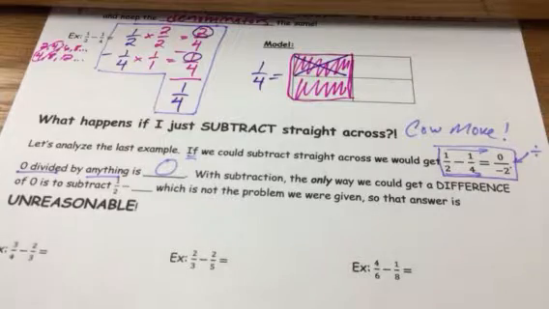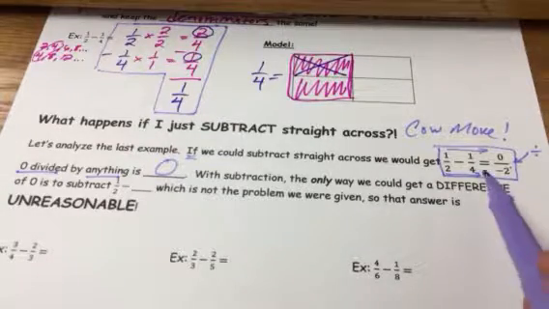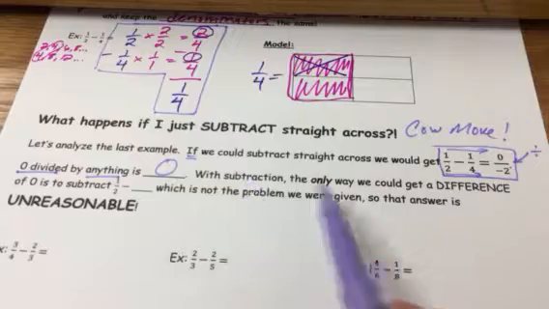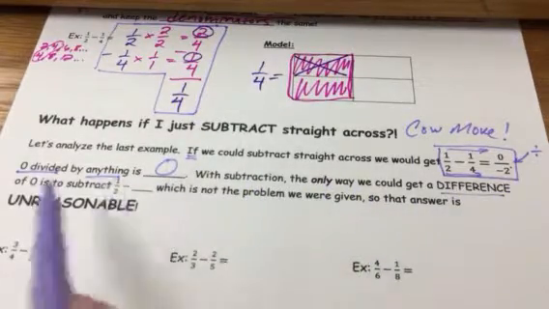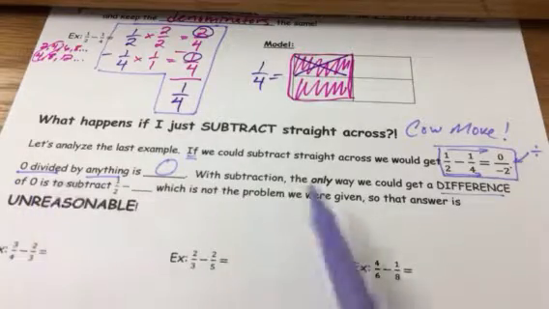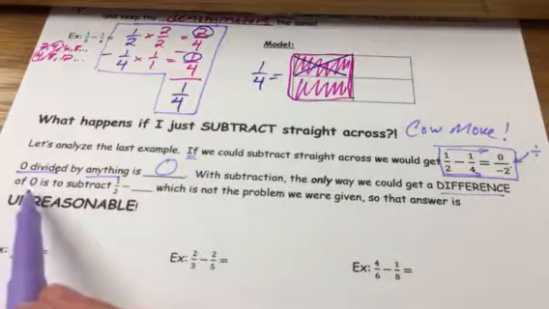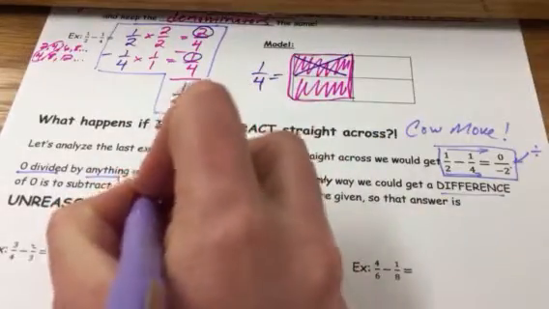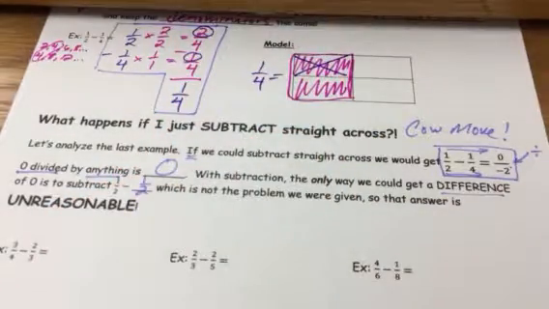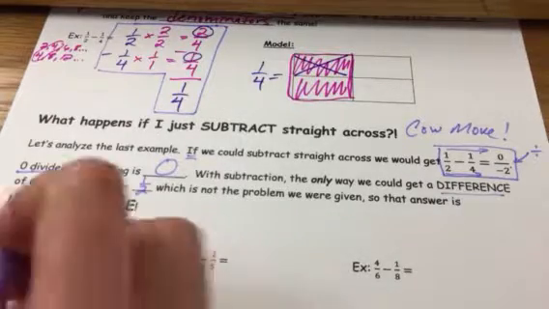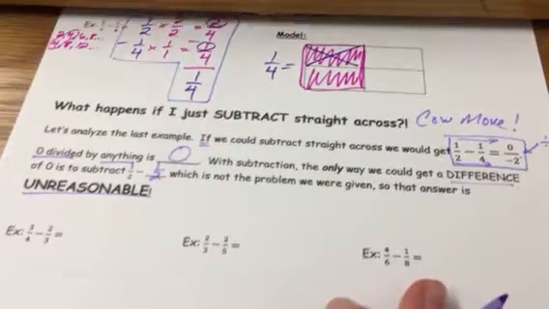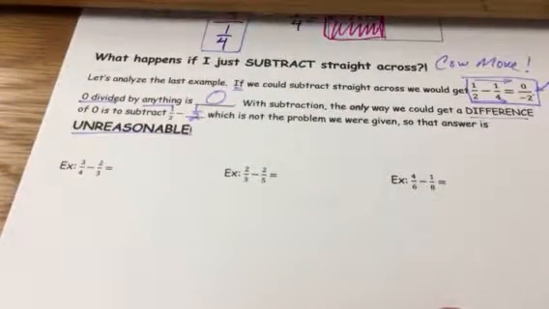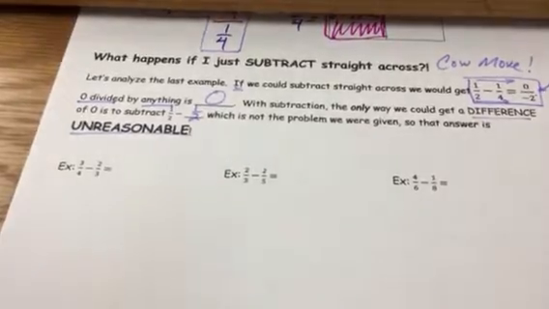So if the answer were going to be 0, the way that we've just done this incorrectly, the only way we could get 0 as our answer with subtraction is if we subtracted 1/2 from 1/2. That was not our problem. So it cannot be the answer, so therefore it's unreasonable. That is a cow answer. So again, our first step is we have to create common denominators. Let's take a look at our next example.